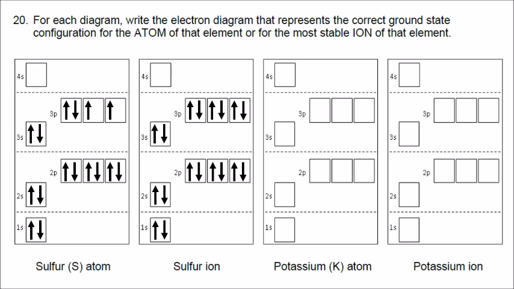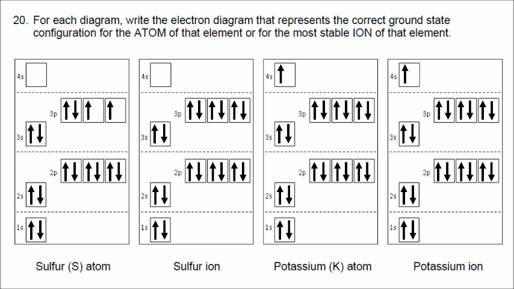And then finally we have potassium. Potassium starts out with 19 electrons. So all potassium needs to do to form a stable ion is to lose 1 electron. So when that 4s electron is gone, then that is the arrangement of the 18 electrons for the potassium with a +1 charge.